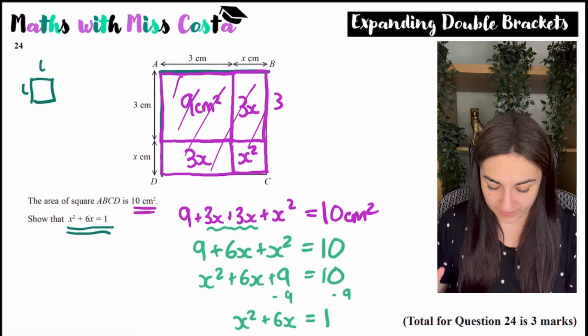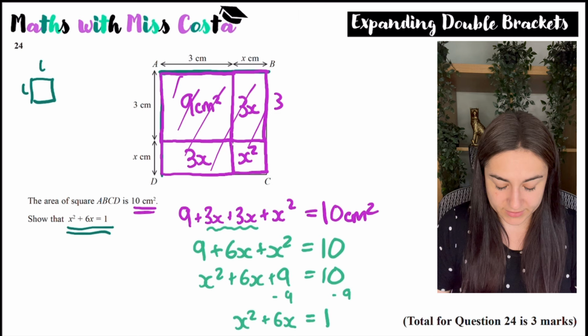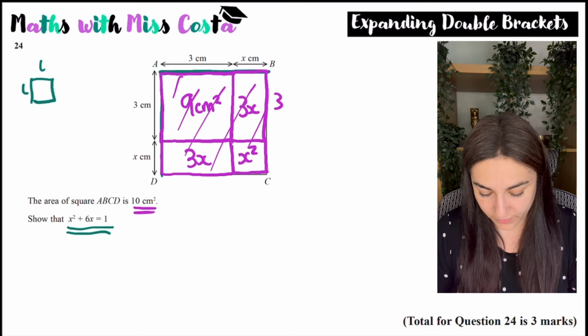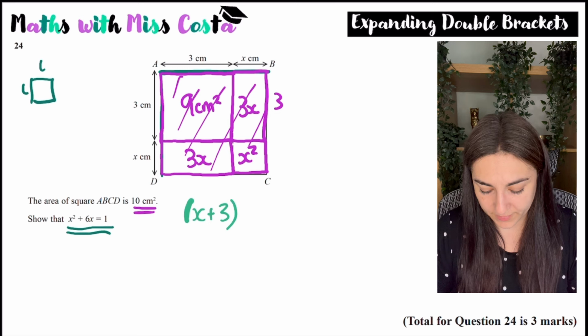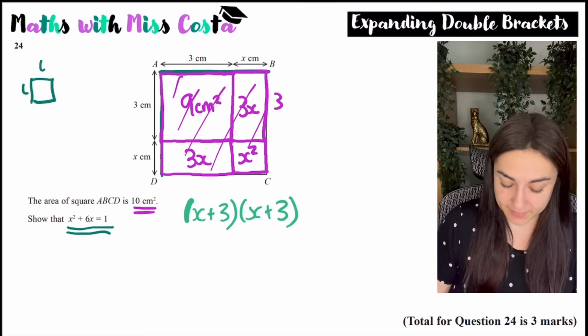So that's the first way that I could do it. The other way would have been the way we started off originally, which is by showing that the length would have been x plus 3, and therefore the other length would have been x plus 3 as well, and expanding my brackets.